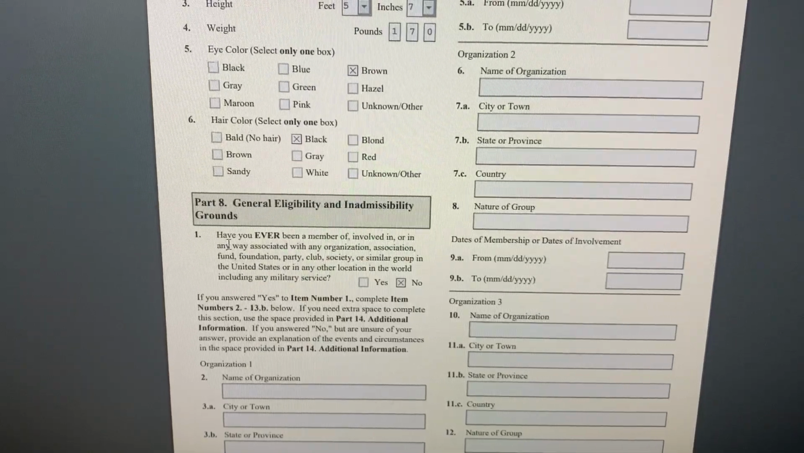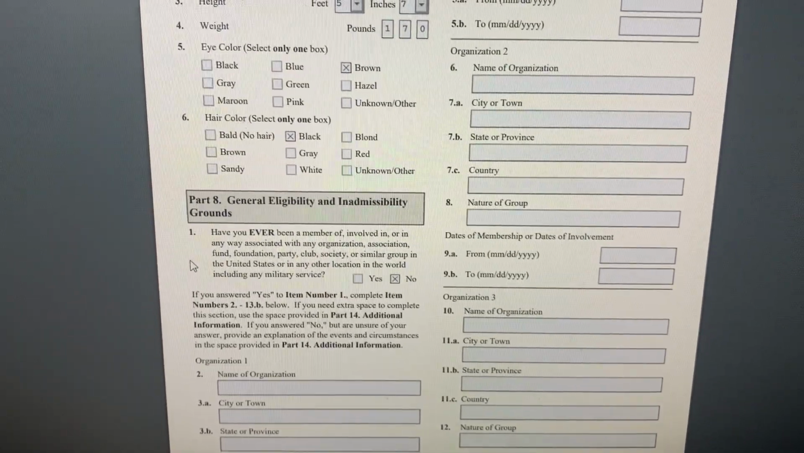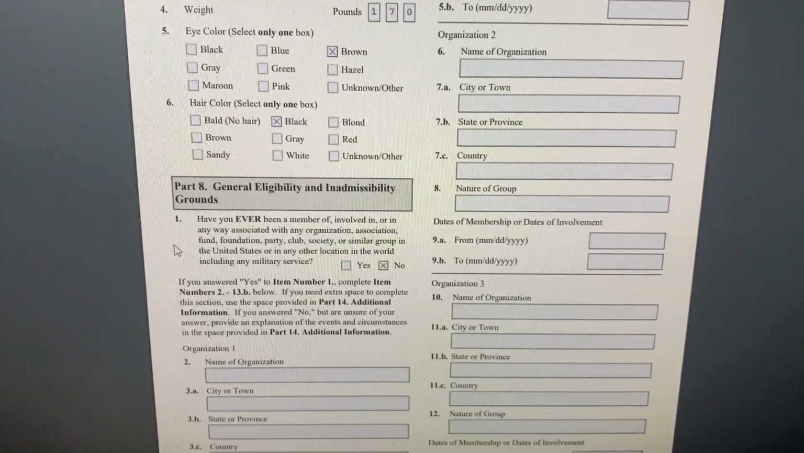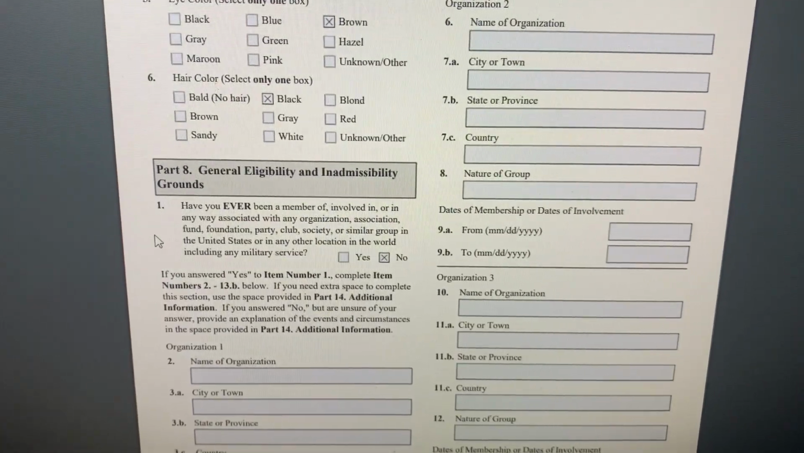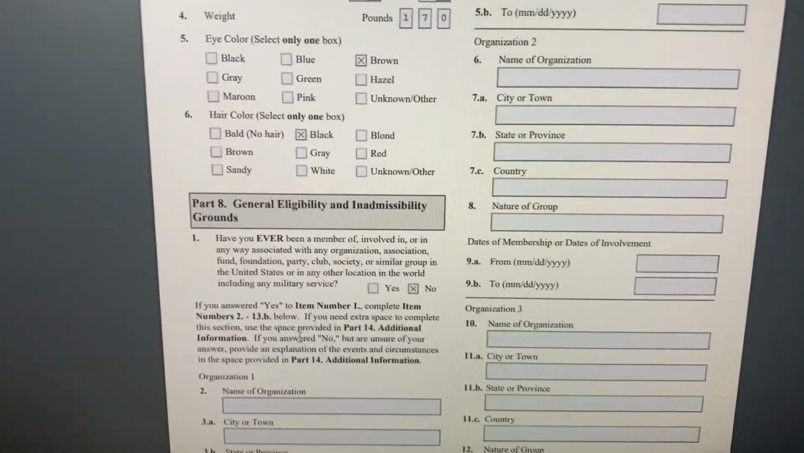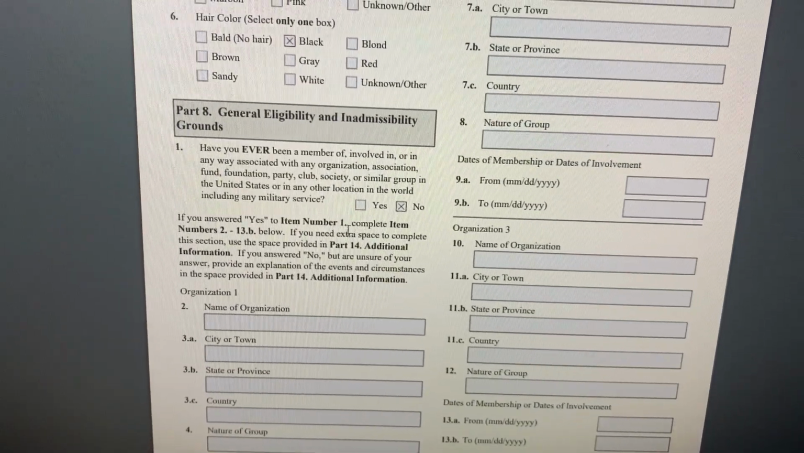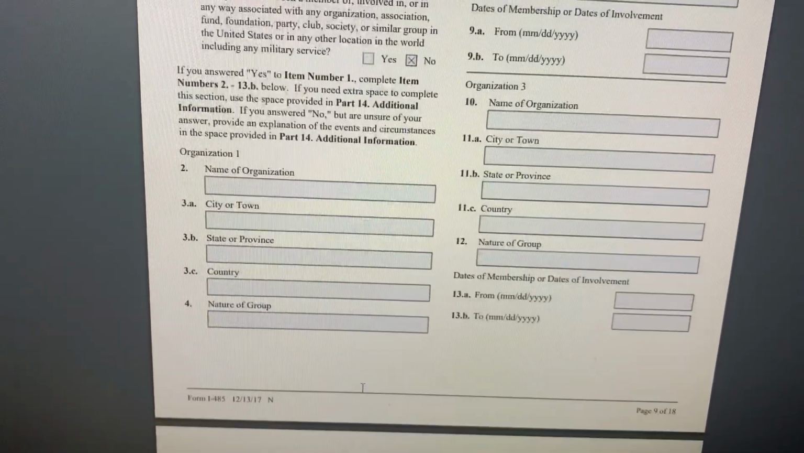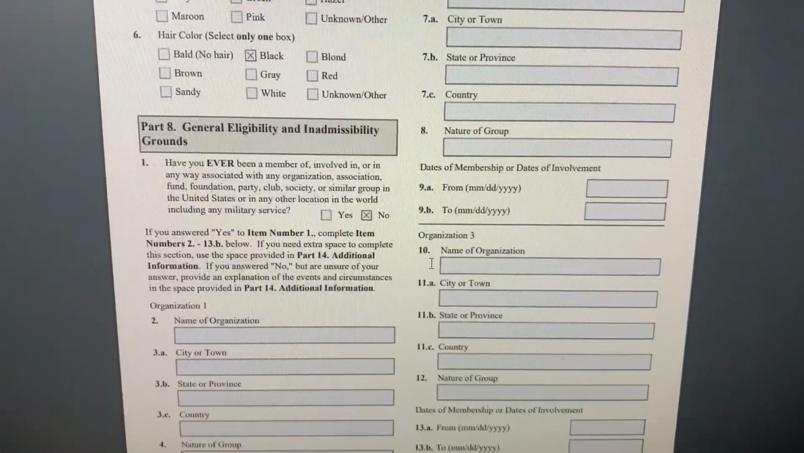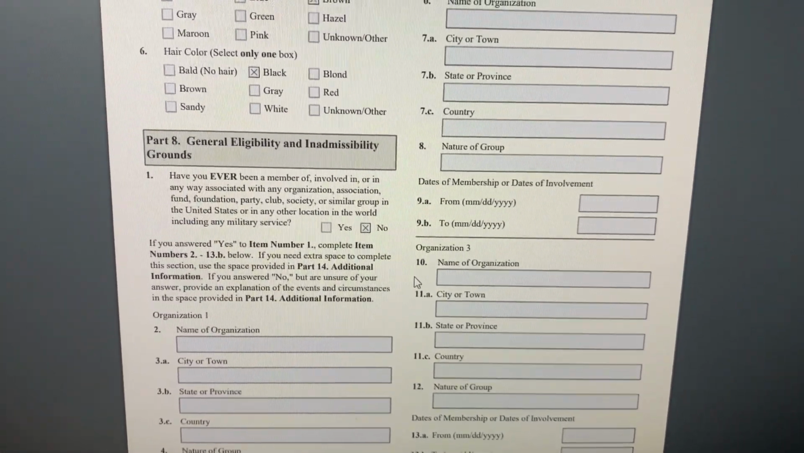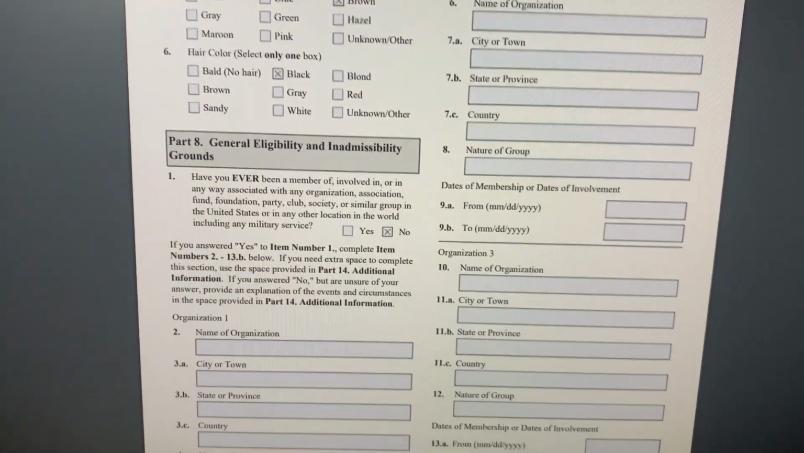So, number 1, have you ever been a member of or involved in any way with an organization, association, foundation, party, club, society, or similar group in the United States or any other location in the world, including military services? No, I put no. If you put yes, you need to fill out all these slots for information about the organization, or if you're part of the military in your country.